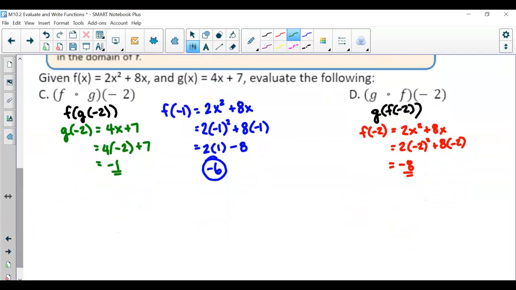So now here, if that was what was inside, now we can find the value of g. We can now evaluate g, not of -2, right, of -8. And g of x was 4x plus 7, or in this case, 4 times x, which is -8, plus 7. So now here you end up with the final value for the composite of -25.